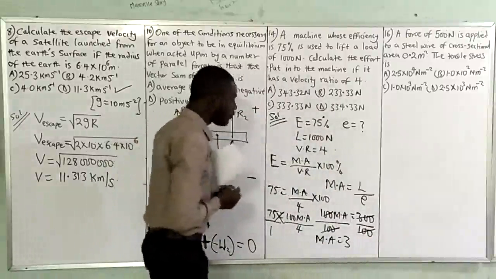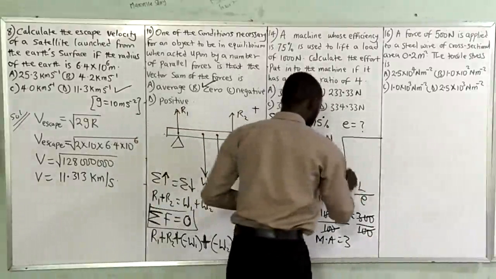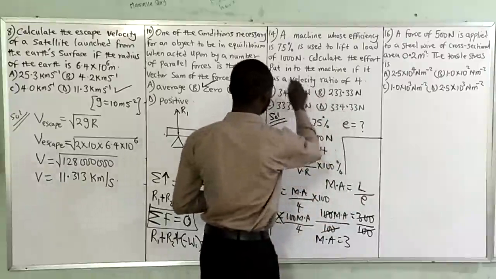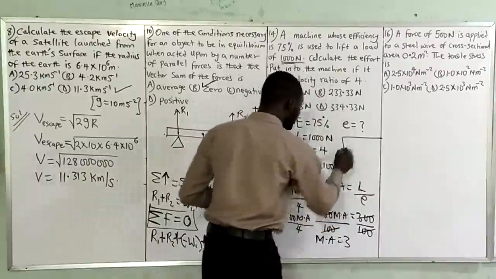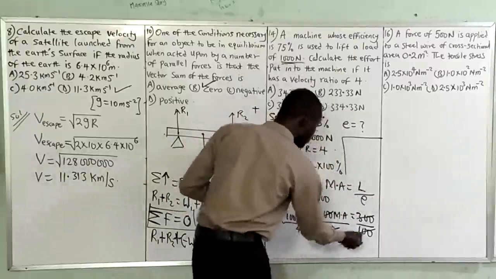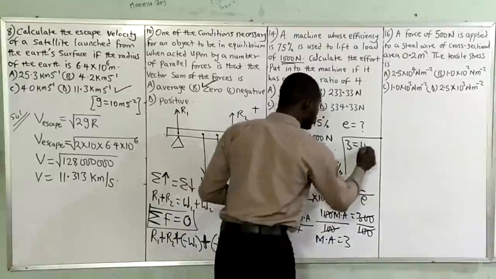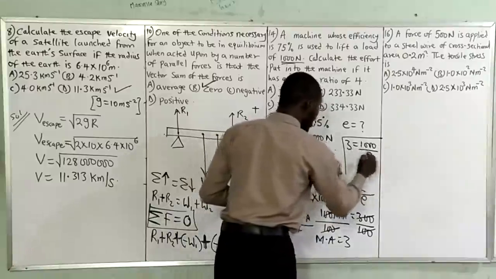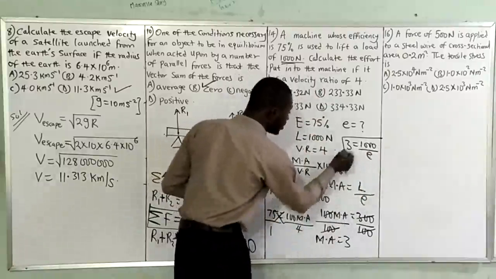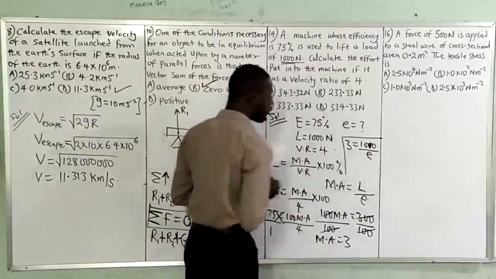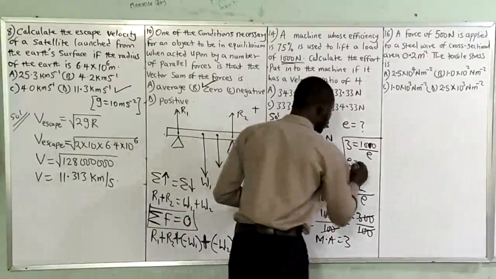Now, if my mechanical advantage is 3, look at it here. And I know that my load is 1,000 Newton. I can easily calculate it out. Putting my mechanical advantage into this formula, it will be 3 equals the load, which is 1,000, over effort. So my mechanical advantage is 3, I know the load to be 1,000, and I'm looking for effort.